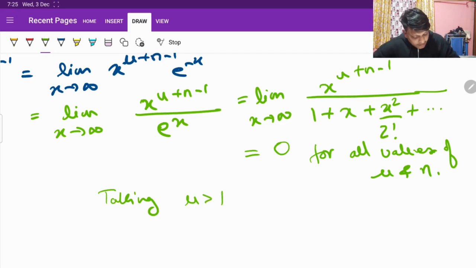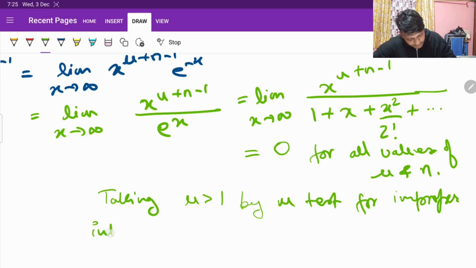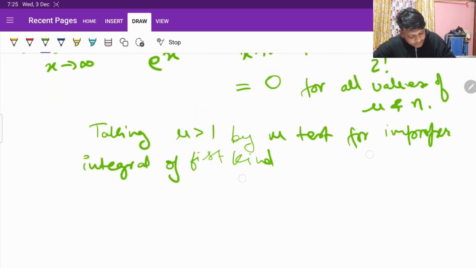Okay, and then by the mu test for improper integral of this side, I don't know why it's not writing. So, for the first kind, what we can claim is this improper integral is convergent, because we got a value mu that is greater than 1, right? So by the mu test for the first kind, this is convergent.